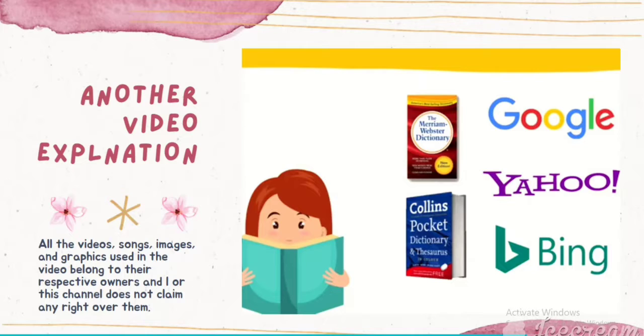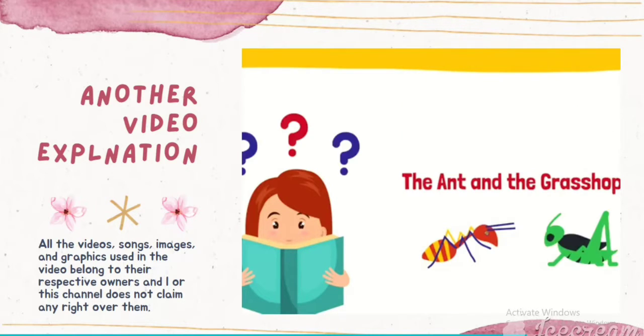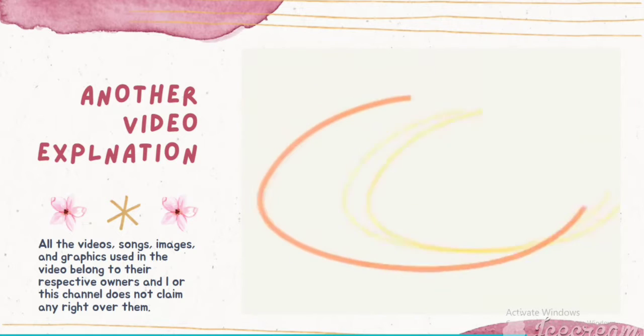Now here's another example. Jane already knows how to use the dictionary, thesaurus, and online sources to find meaning of words. But she has another problem. She's reading the story of the ant and the grasshopper, but she can't understand the story. How can we help her?